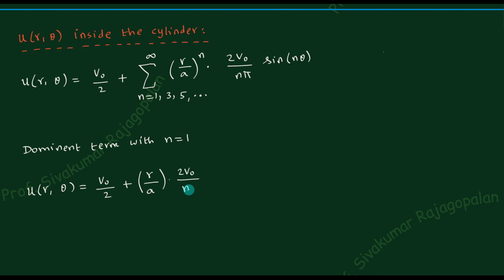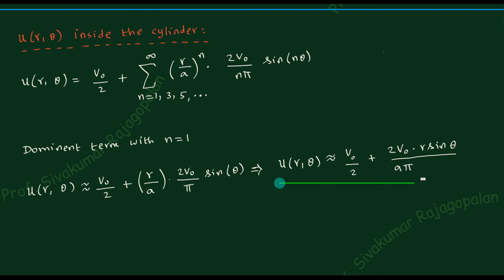So that is to the power n. And this also, sine n should not be there. N should be 1, right? Then sine of n theta, again n equal to 1. So now it becomes approximately equal to V0 divided by 2 plus the rest of the things. 2 V0 and you have A pi, right? That's okay. Then into r sine theta.